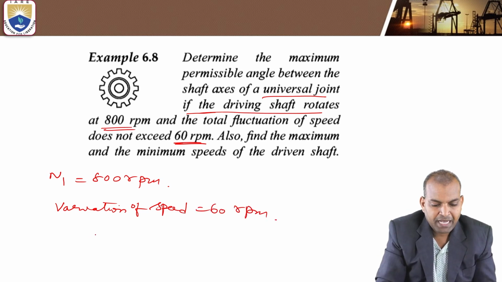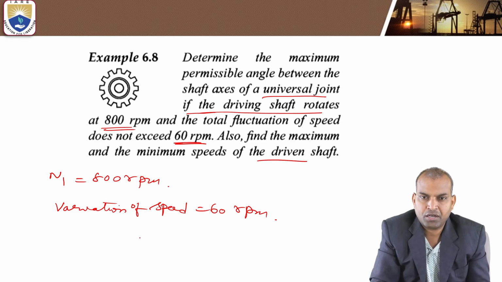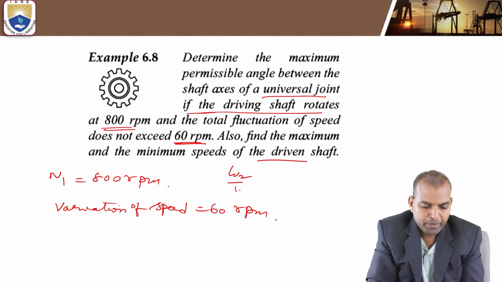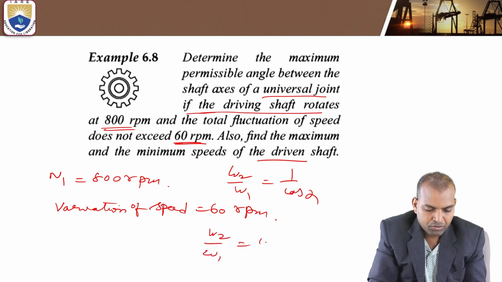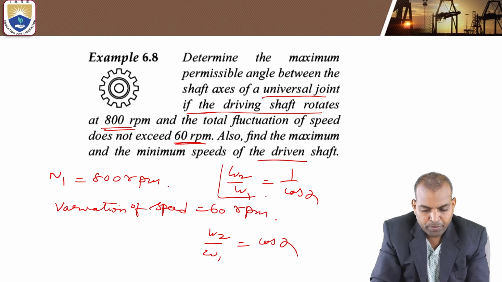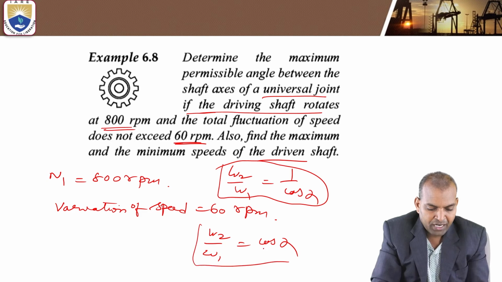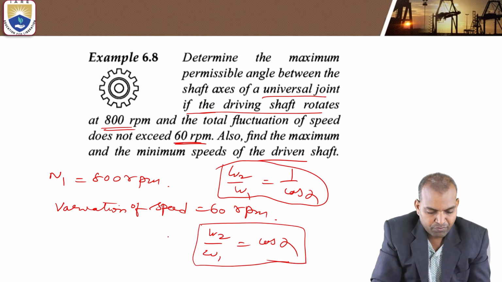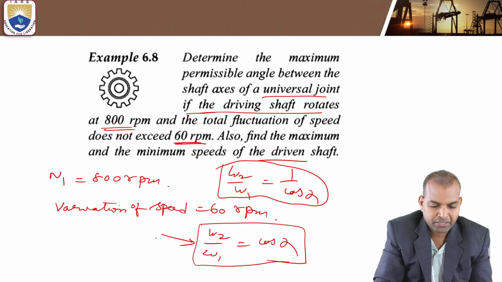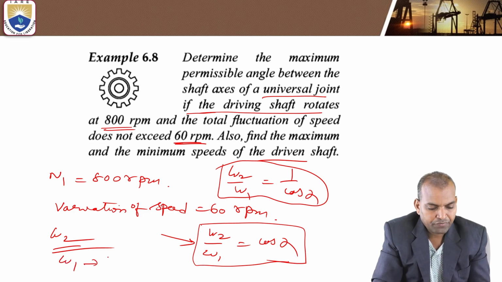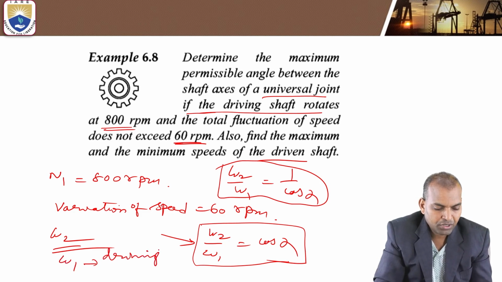Also find the maximum and the minimum speeds of the driven shaft. Omega 2 by omega 1 equal to 1 by cos alpha gives the maximum speed, and omega 2 by omega 1 equal to cos alpha gives the minimum speed of the driven shaft. What is the driven shaft? Omega 2 is the driven shaft speed and omega 1 is the driving shaft speed. Driving shaft, and this is the driven shaft.